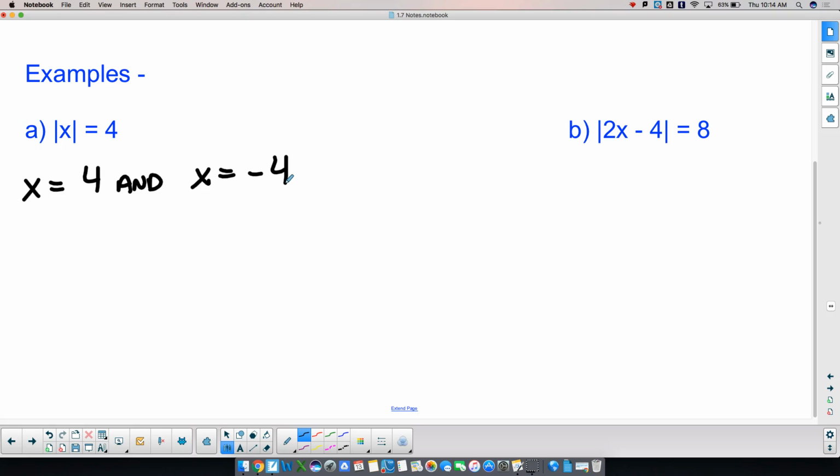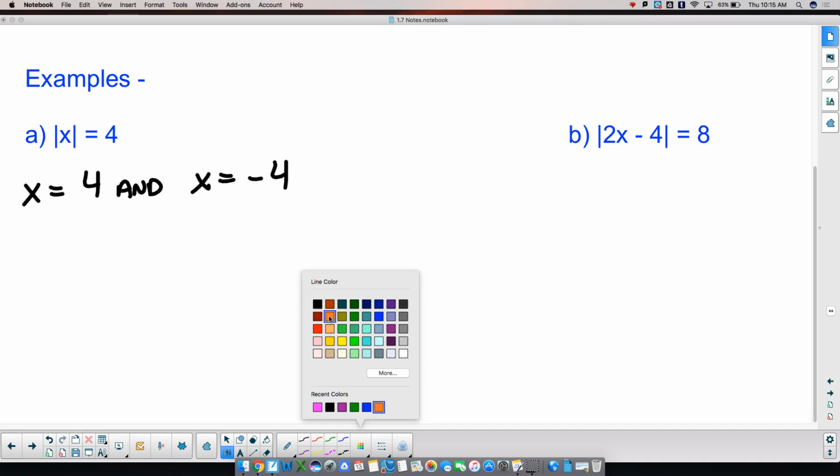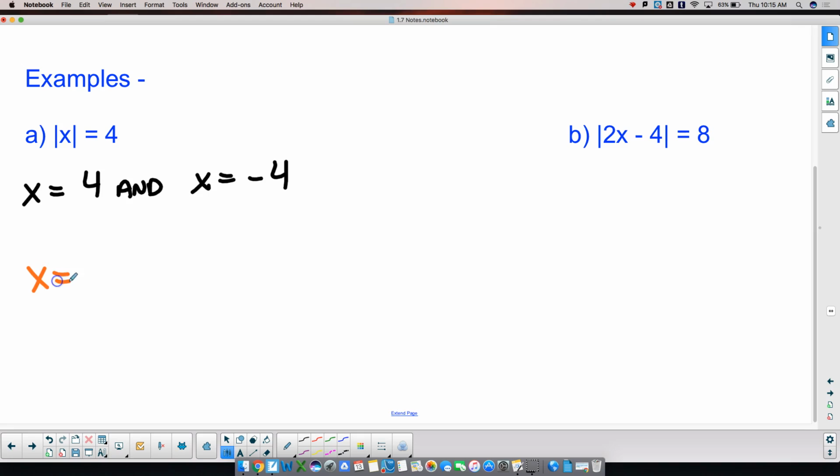Do I have any solving that I have to do? No solving, already solved. So that just leaves me with checking. Absolute value of positive 4 is 4. Is 4 equal to 4? Yep. Absolute value of negative 4 is 4. Is 4 equal to 4? Yep. So that's done. My answers here then are x equals 4 and x equals negative 4.